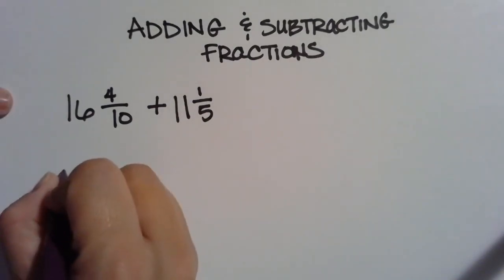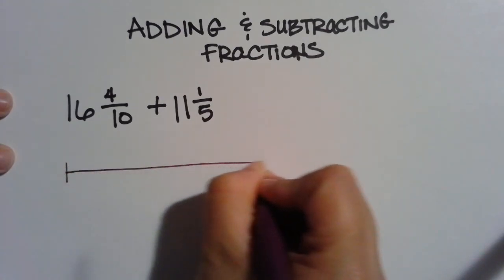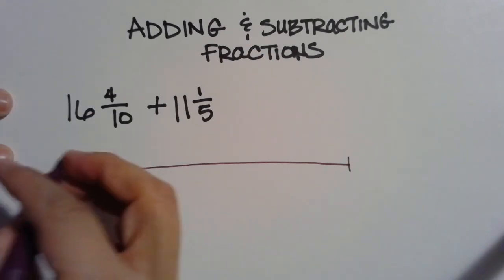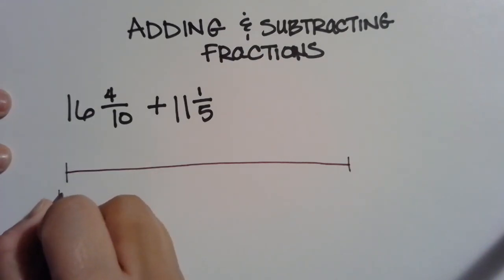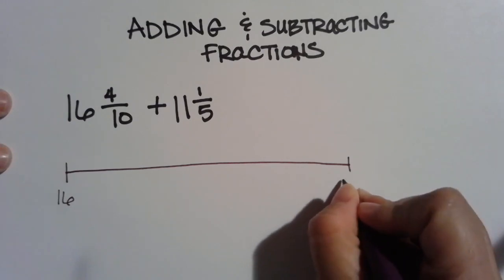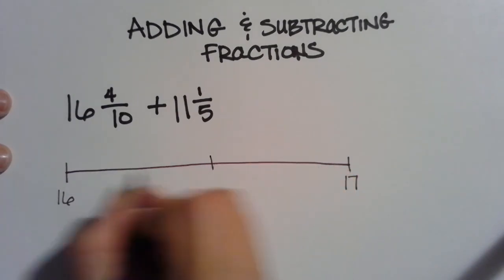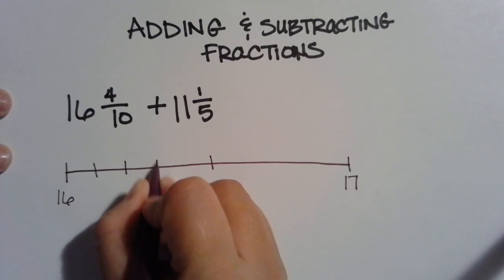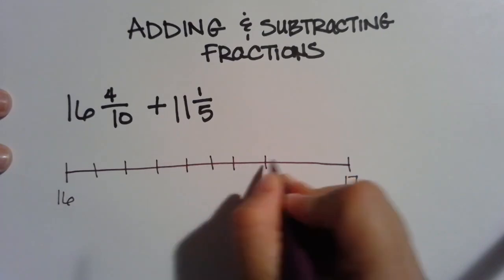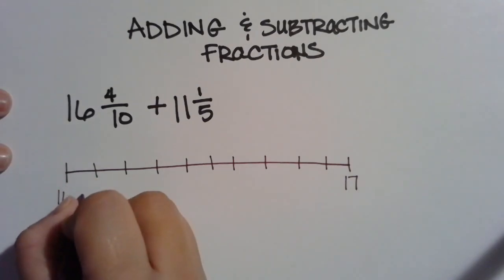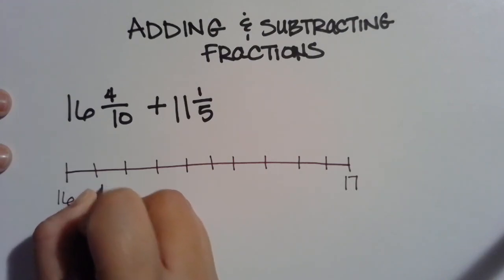Okay, so I am going to do a number line first for the 16 and 4/10, and we know that that falls between 16 and 17. Okay, and so then we're going to divide our number line into tenths. So 1, 2, 3, 4, 5, 6, 7, 8, 9, and there's 10 already. Okay, so then we know if this is 16, this is 16 and 1/10.